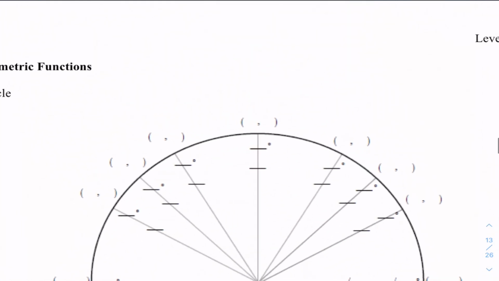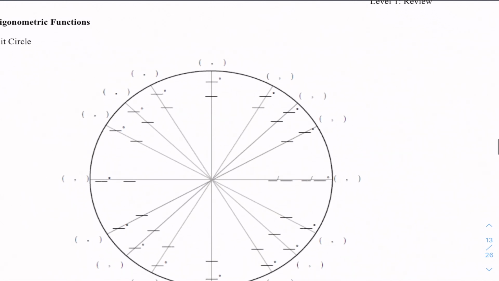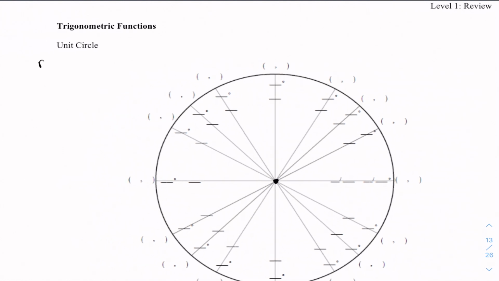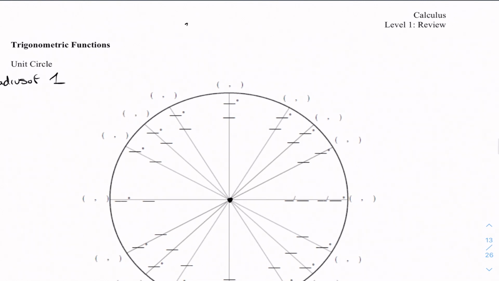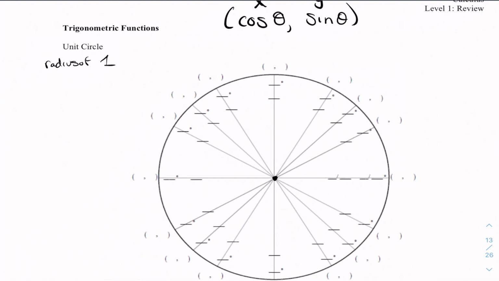So what I need you to know is when we are looking at the unit circle, it is a circle centered around 0, 0 with a radius of 1, hence the word unit, radius 1. When we are identifying values along the unit circle, I want you to think that the x-coordinate would be equivalent to the cosine value, and the y-coordinate would be equivalent to the sine function.